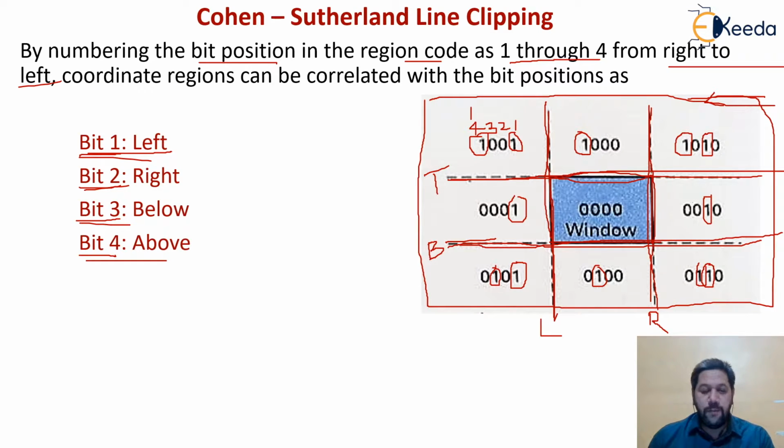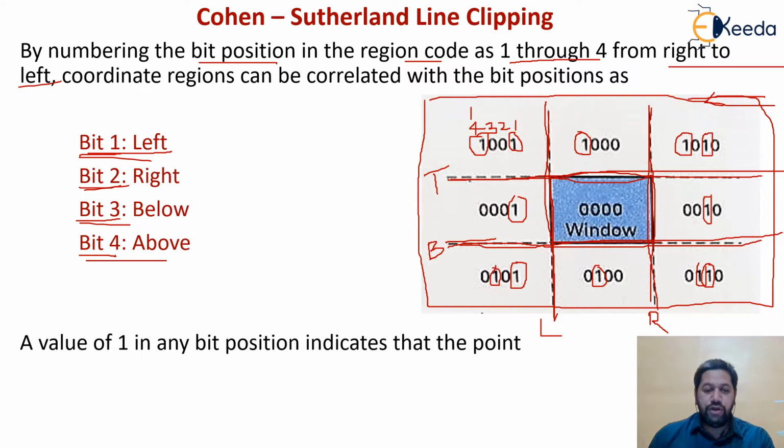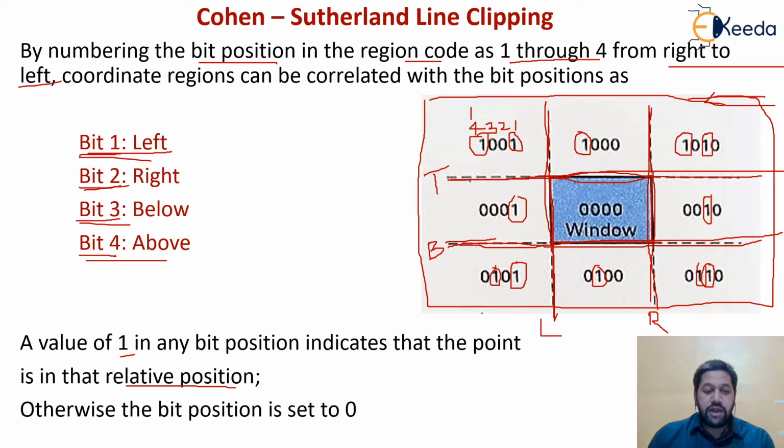Okay, now continuing this discussion. What we considered: a value 1 in any bit position indicates that the point is in that relative position, as we have just seen. Otherwise the bit position is set to 0. Now for example, this is my complete window. If this is my point, see what I'm saying, this is one point. Now what about this point?